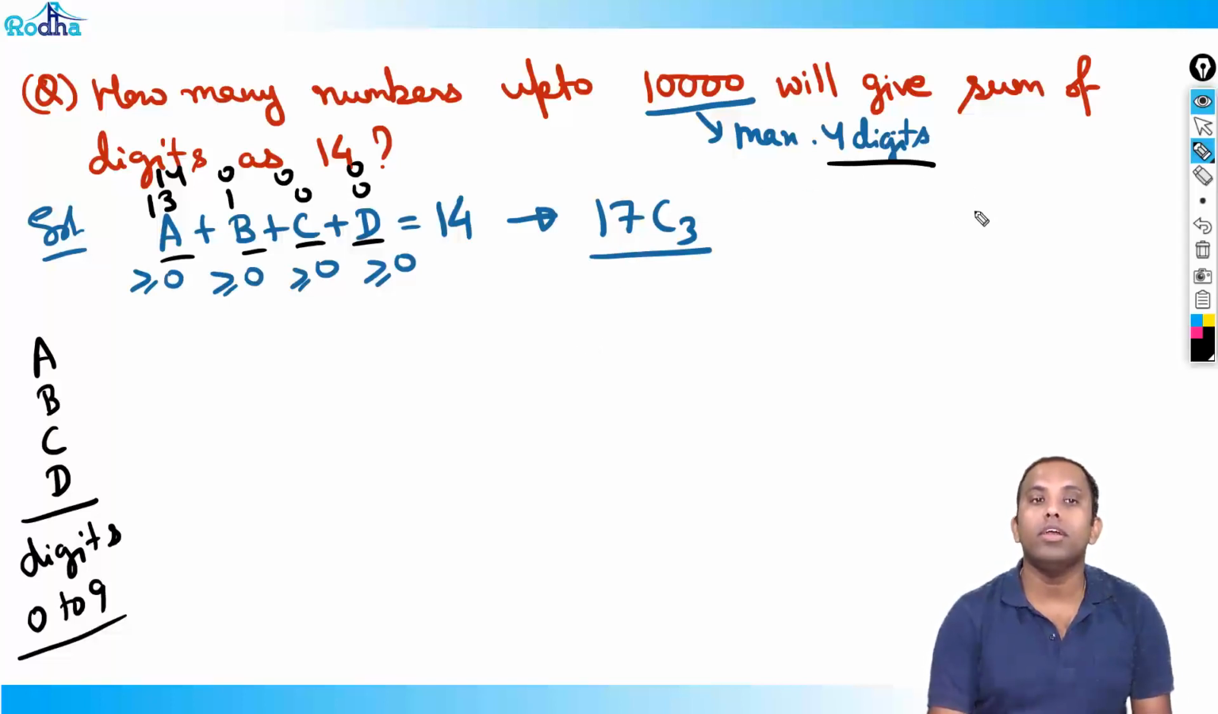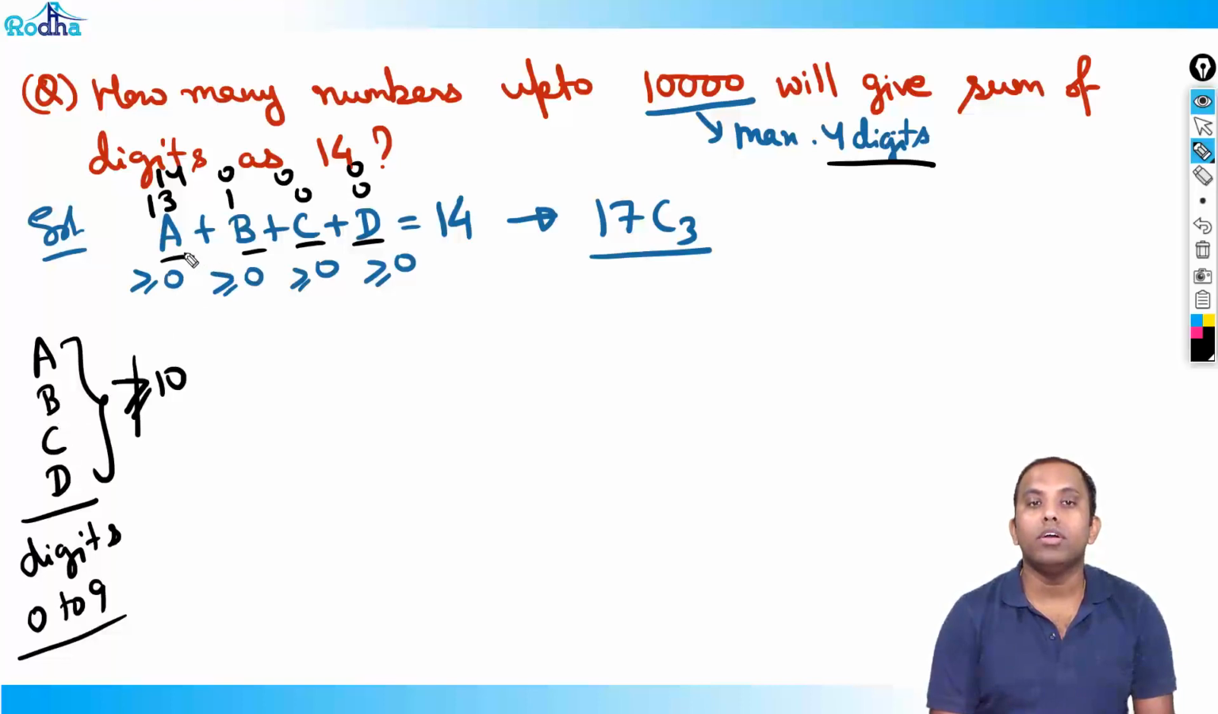What extra have we counted? We have counted this extra because I know that A cannot be more than 10, right? A, B, C, D cannot be greater than or equal to 10. Their maximum value can be 9.